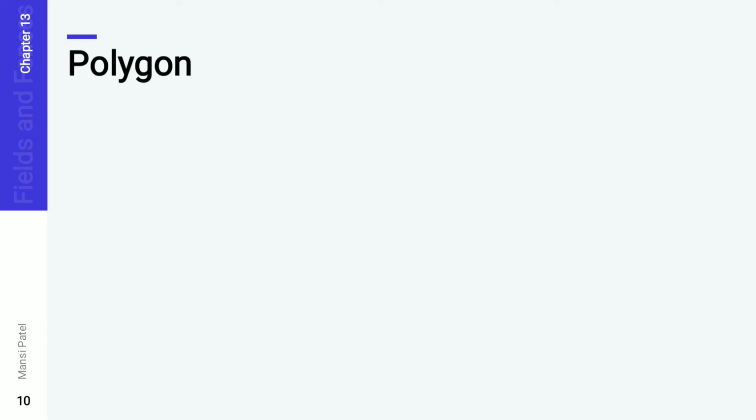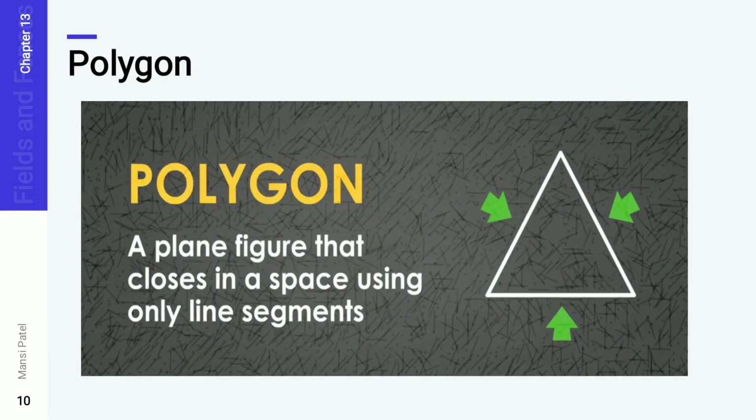Now see, what is the meaning of polygon? A polygon means a plane figure. You can see here they have given one plane figure, a triangle, which is closed by sides, and each side is known as a line segment. So we can say that a polygon means a plane figure that closes in a shape using only line segments.